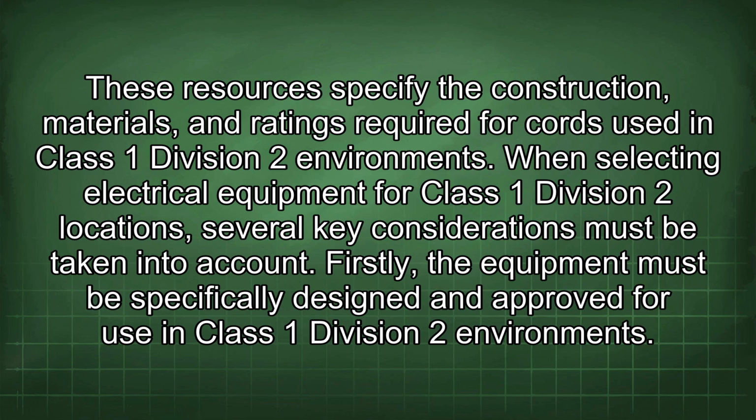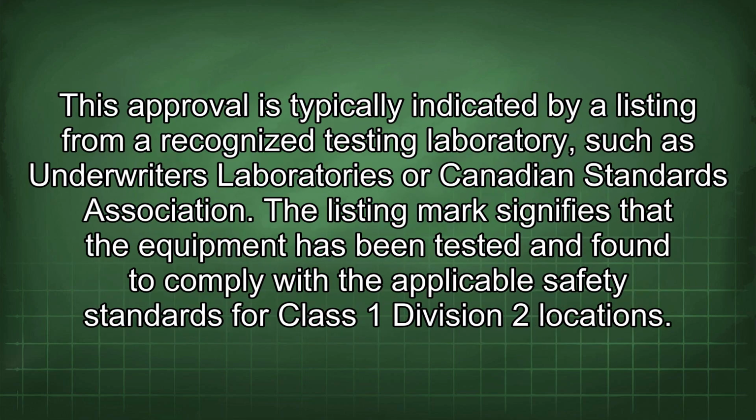When selecting electrical equipment for Class 1 Division 2 locations, several key considerations must be taken into account. Firstly, the equipment must be specifically designed and approved for use in Class 1 Division 2 environments. This approval is typically indicated by a listing from a recognized testing laboratory, such as Underwriters Laboratories or Canadian Standards Association. The listing mark signifies that the equipment has been tested and found to comply with the applicable safety standards for Class 1 Division 2 locations.